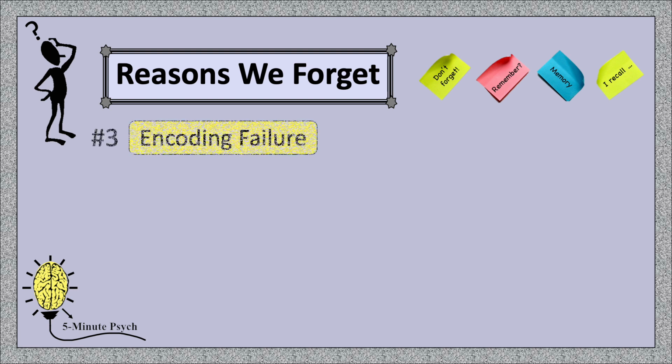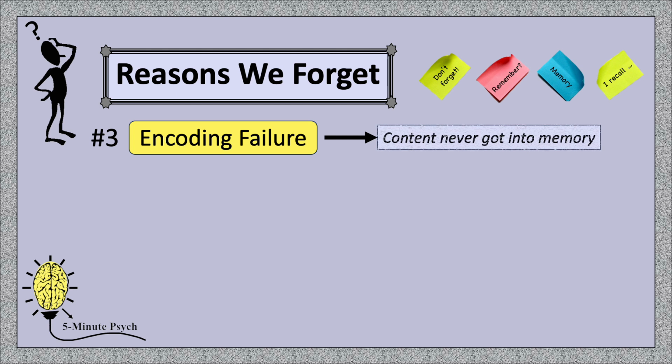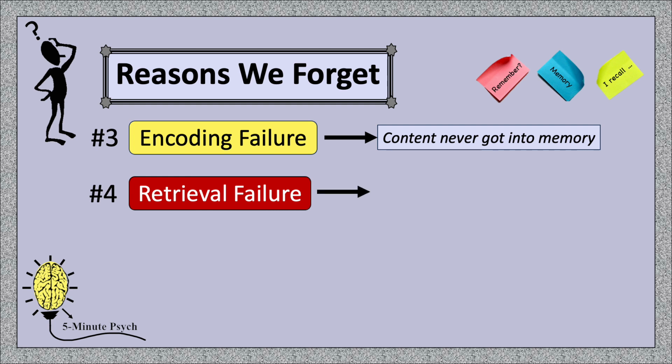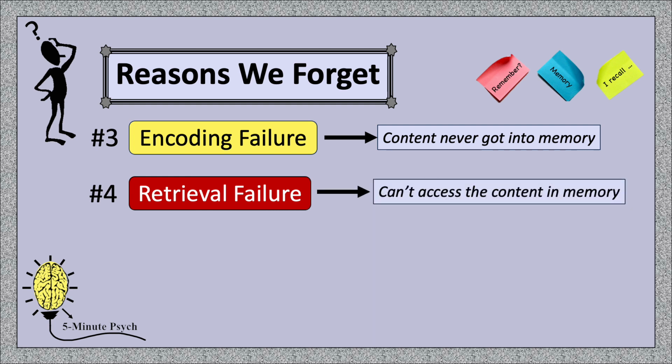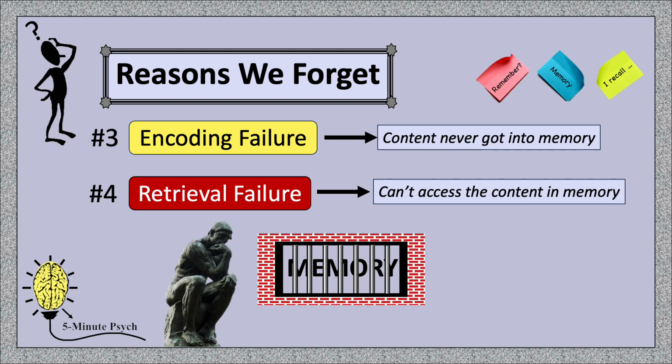Encoding and retrieval failure are also reasons for forgetting. With encoding failure, the content never got into memory in the first place, so maybe it isn't fair to think of this as true forgetting. With retrieval failure, this is different because now the content is in memory, but you can't access it to get it out again. Likely, this happens because you don't have the right retrieval cue, or the links to the memory are decayed even if the memory itself is intact.